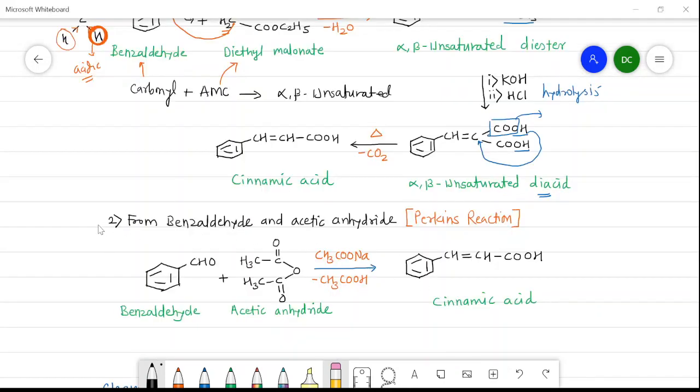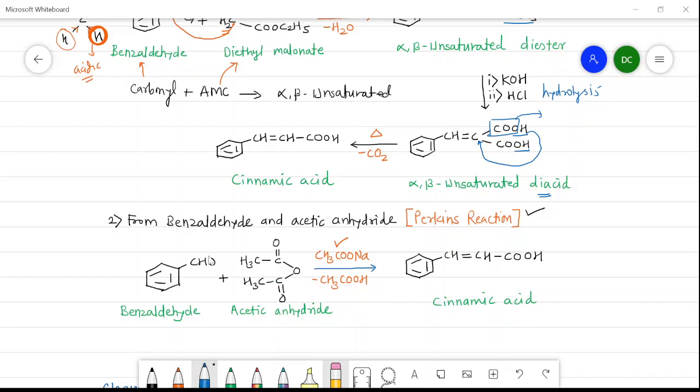The second method used for the preparation of cinnamic acid is from benzaldehyde and acetic anhydride. It is once again the famous Perkin reaction. But here we will write the reaction of benzaldehyde and acetic anhydride and the direct product, that is cinnamic acid. We will not go through the mechanism of how cinnamic acid is formed by the Perkin reaction. So let's see here. When benzaldehyde is heated with acetic anhydride in presence of sodium acetate as a base, there is a formation of cinnamic acid.